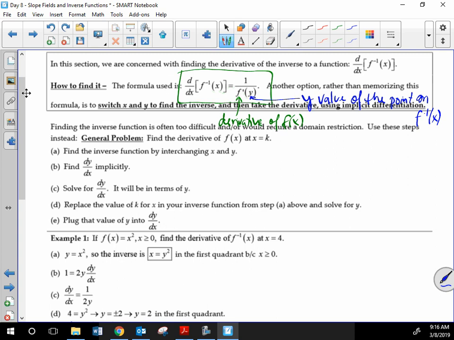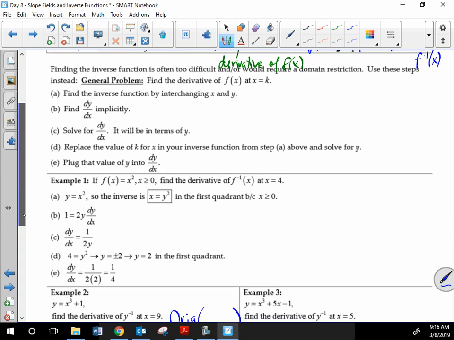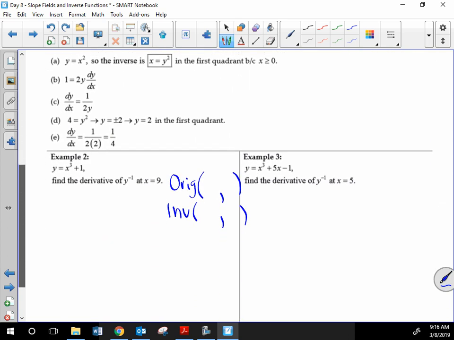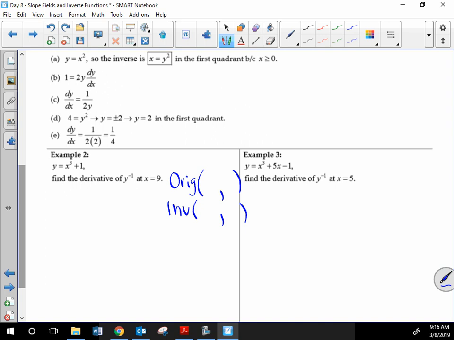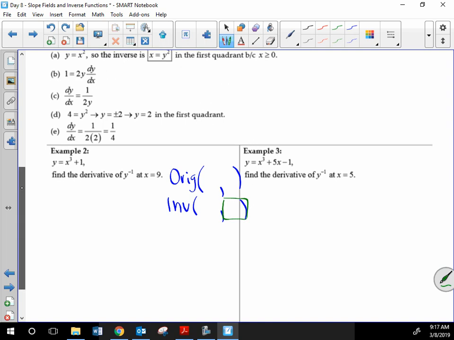So every time we do this, we're going to start off by labeling our points: our point on our original function and our point on our inverse. And again, what we're plugging into our formula is going to be the y value of our inverse. I'm just going to put a box for it. I'm going to rewrite my formula here so we can refer to it a little easier.